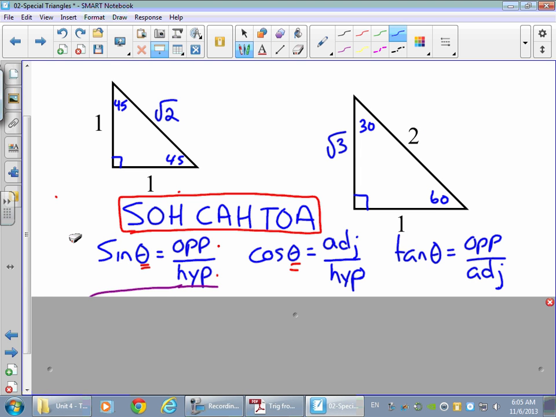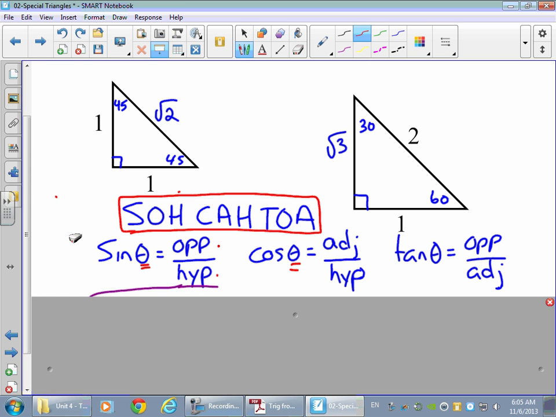So how are we going to use those? Basically, we hopefully remember sine, cos, tan. SOHCAHTOA is a standard mnemonic that's used to help us remember that sine is opposite over hypotenuse, cosine is adjacent over hypotenuse, and tan is opposite over adjacent.